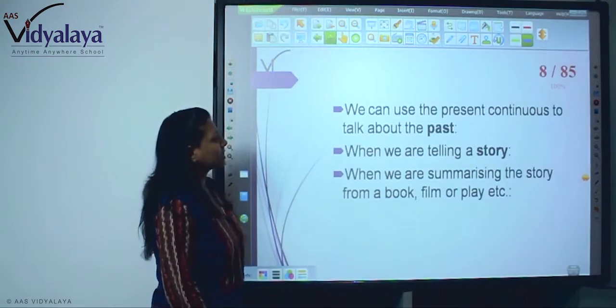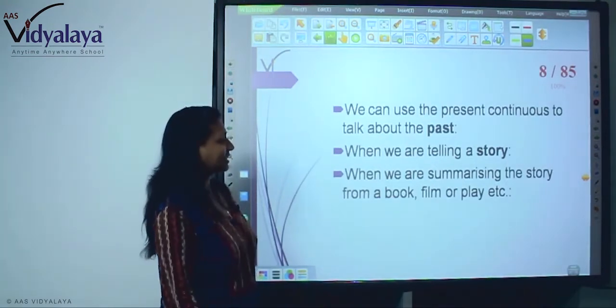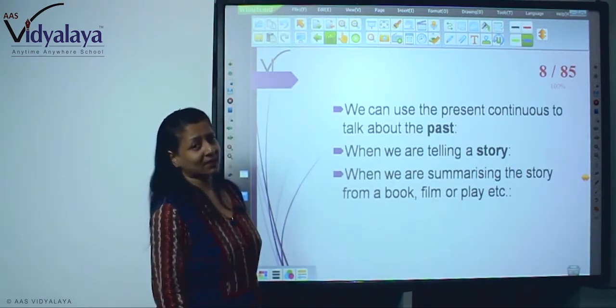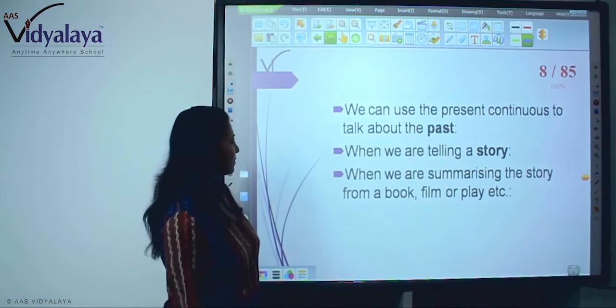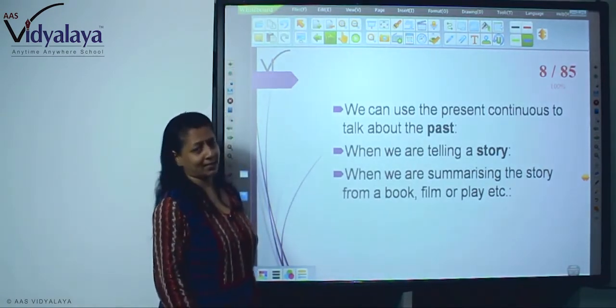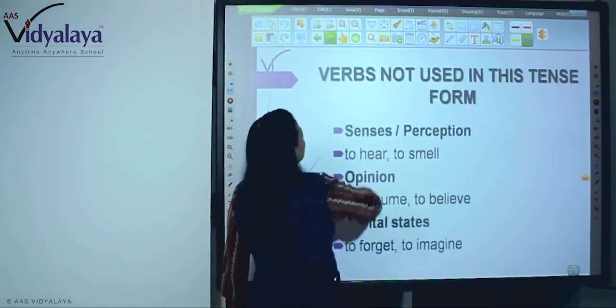Now, we can use the present continuous to talk about the past also, when we are telling a story, right? So, there we can use present continuous in the dialogues. When we are summarizing the story from a book, film or play, etc., then also we can use present continuous.